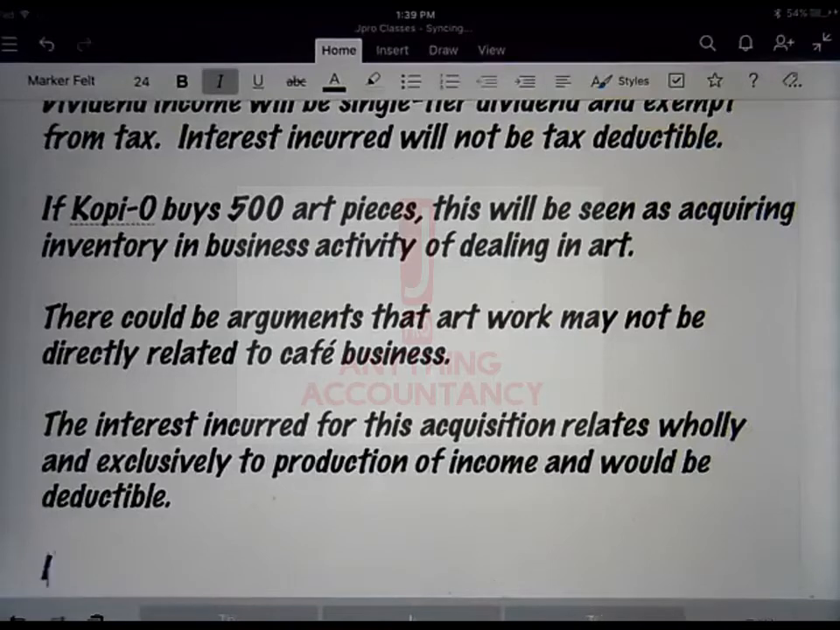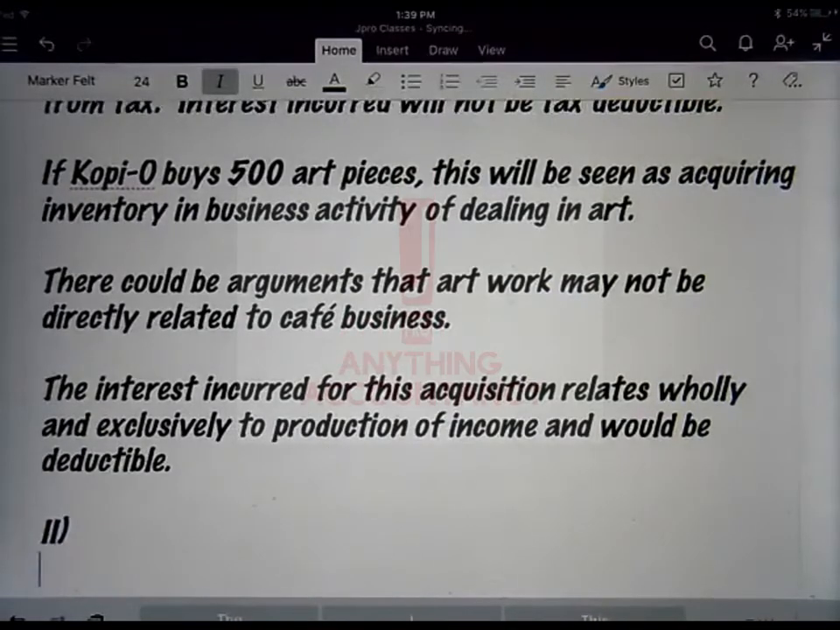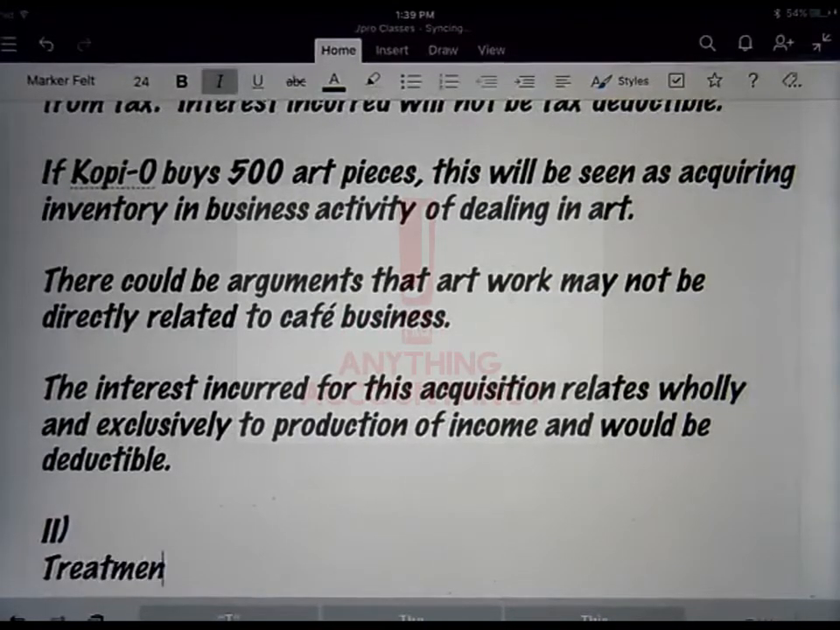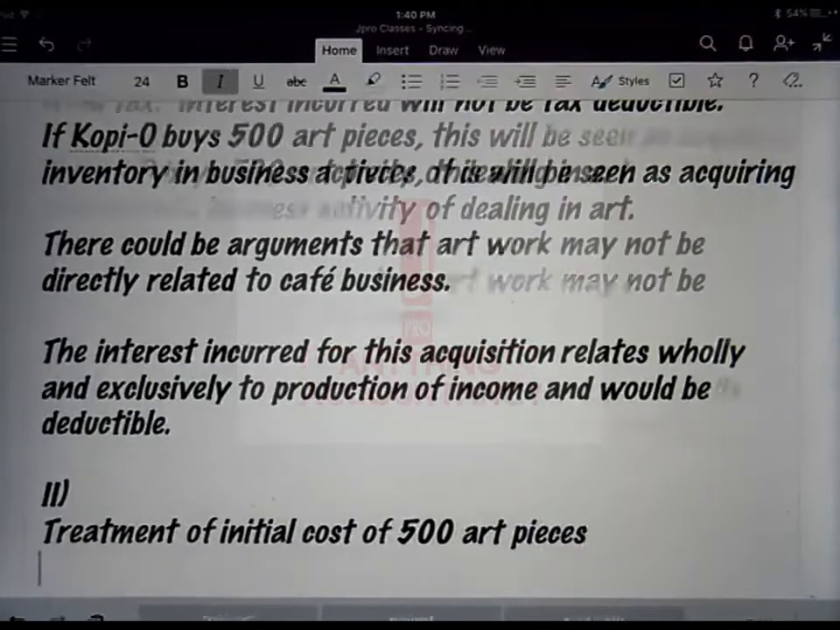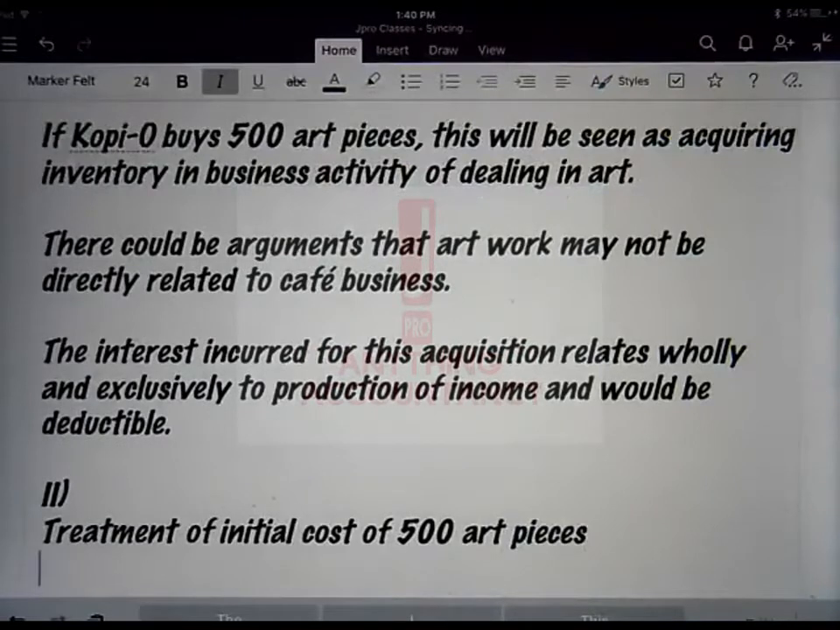Next one is up. Part 2 asks you about treatment of gains, adjusted business income.